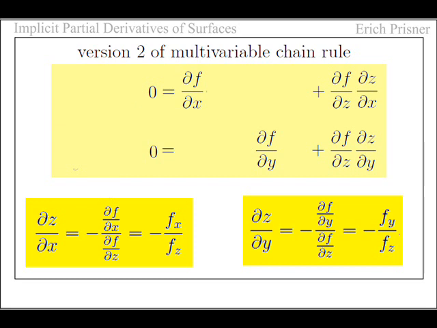Here we use the abbreviations f subscript for partial derivatives of f. These equations, which are quite similar to the equation one gets for one-dimensional implicit differentiation when applying the multivariable chain rule, are all we need to answer our two questions.